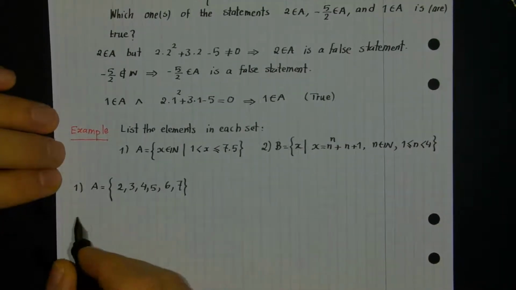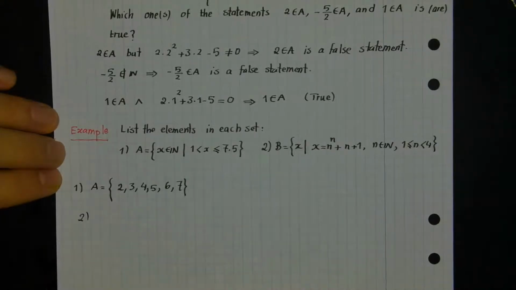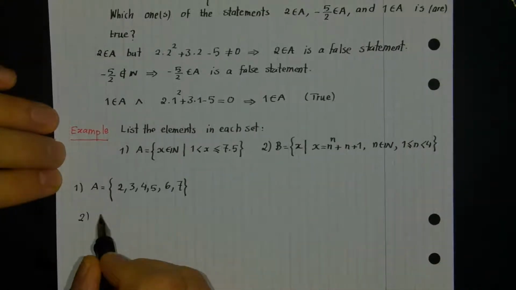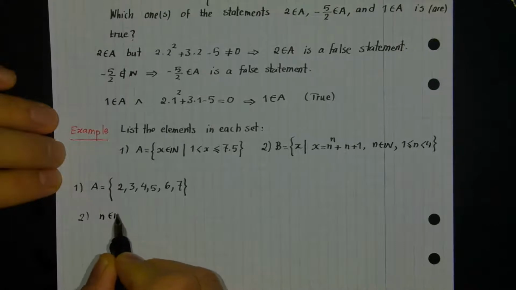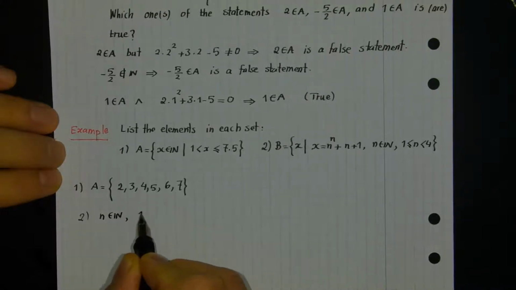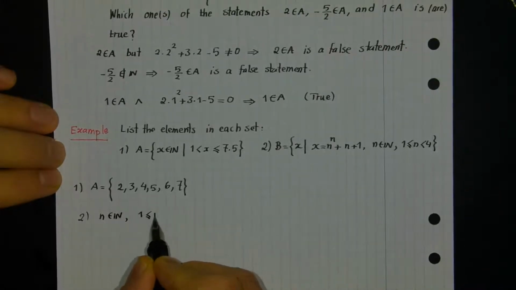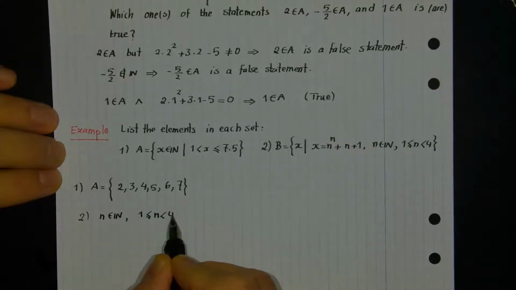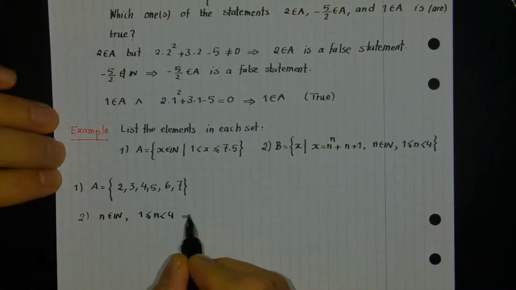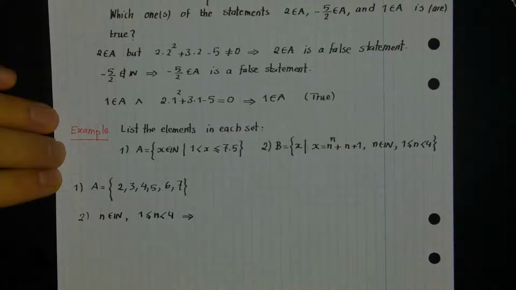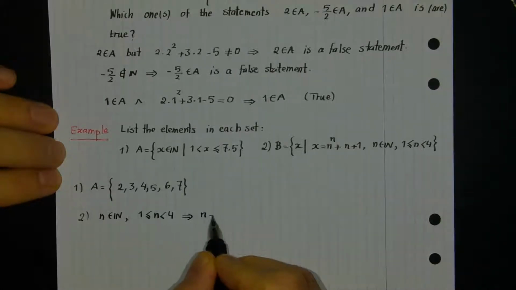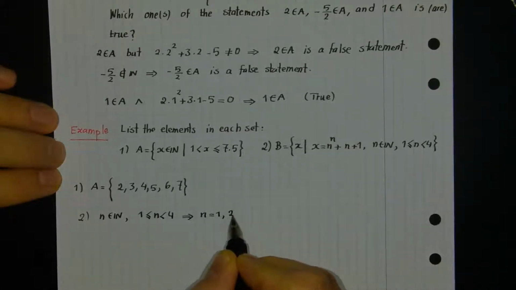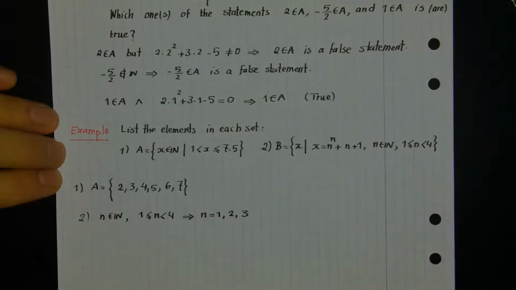So if I want to solve number 2, the first thing that I need to say to myself is that you are telling me that n belongs to the natural numbers, and you are also telling me that 1 is less than or equal to n less than 4. So I realize that there are not that many choices for my n variable. The starting n variable is 1, the next one is 2, and the final one is 3. I cannot choose 4 because n should be strictly smaller than 4.